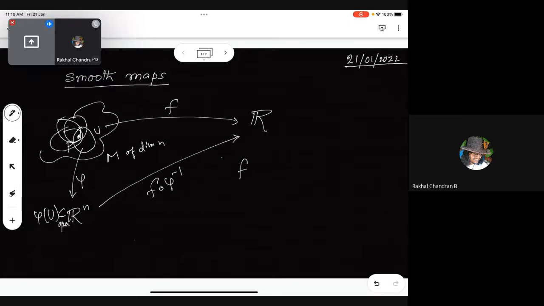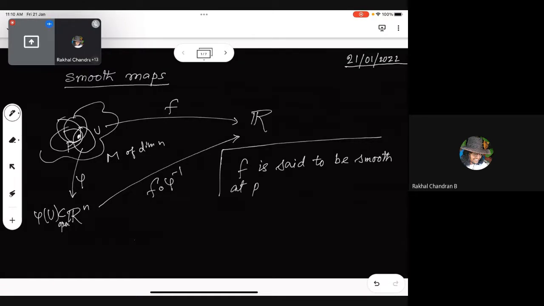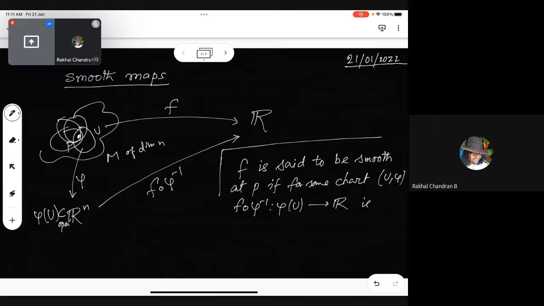The definition is the following: F is said to be smooth at P if, for some chart (U, phi), where chart means a chart in the differentiable structure, F composed with phi inverse from phi of U to R is C infinity, that is, smooth. I'll use C infinity and smooth interchangeably, and they will mean the same thing.